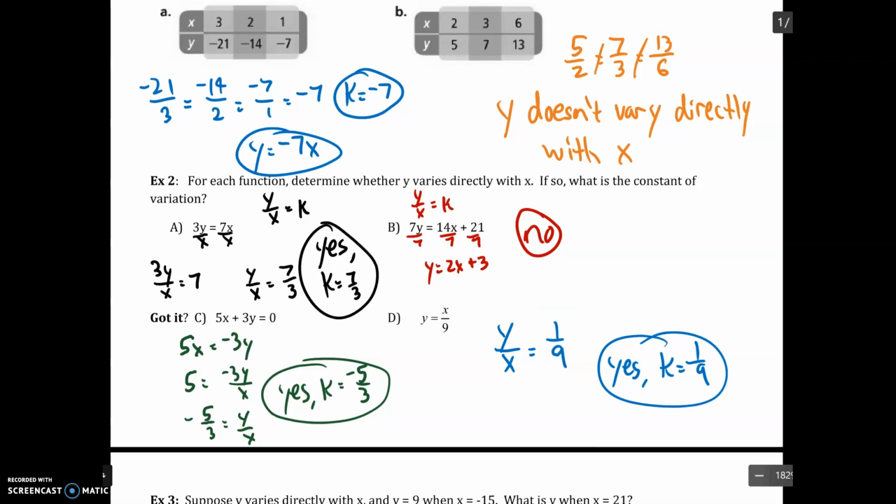And even if what I'm left with is a fraction, we had fractions on the last two anyway, a fraction is still going to be a constant of variation because I'm able to express the equation that way, as just a ratio of my two variables with a constant on the other side. That's the exact form I'm looking for. I'm looking for a direct variation.